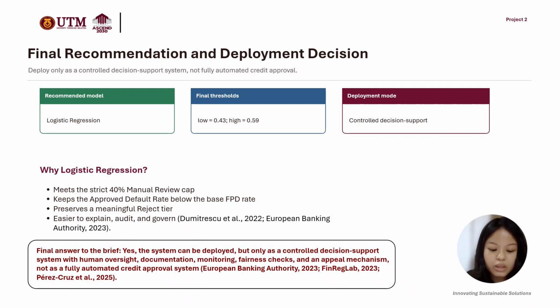If we are personally accountable for the system outcome, my answer is yes, but only as a controlled decision support system. The system cannot be full automation. So human oversight, monitoring, fairness checks, documentation, and an appeal mechanism are still needed for a controlled decision support system.